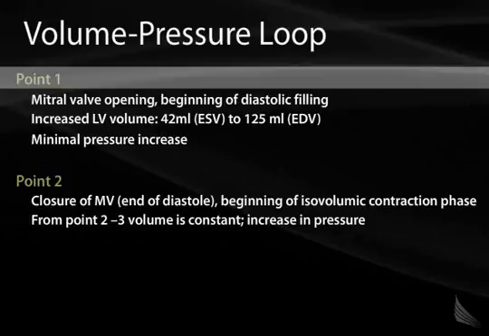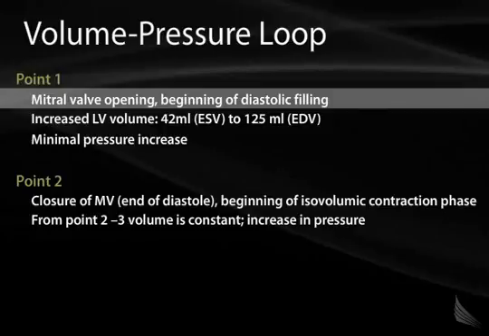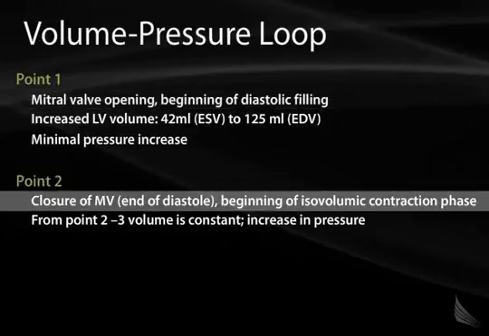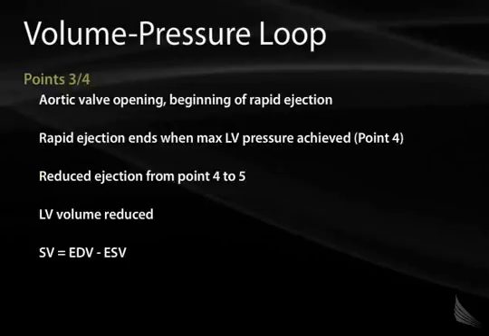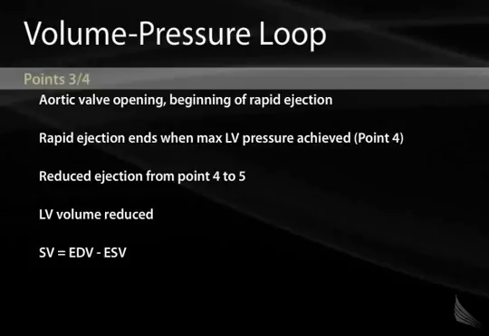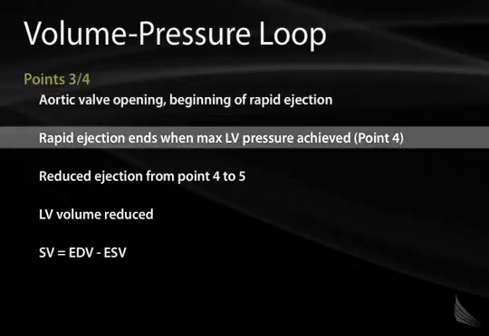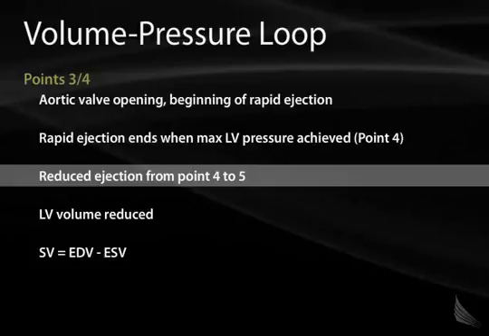Again, point 1 is mitral valve opening and the beginning of diastolic filling. Point 2 is the closure of the mitral valve and the beginning of isovolumic contraction. Points 3 and 4 involve aortic valve opening and rapid ejection. Rapid ejection ends at point 4, and reduced ejection occurs from point 4 to point 5.